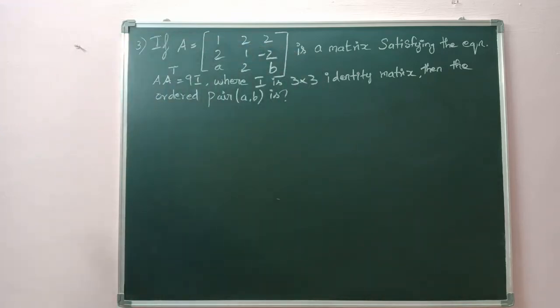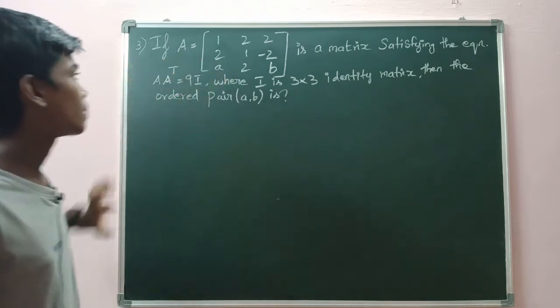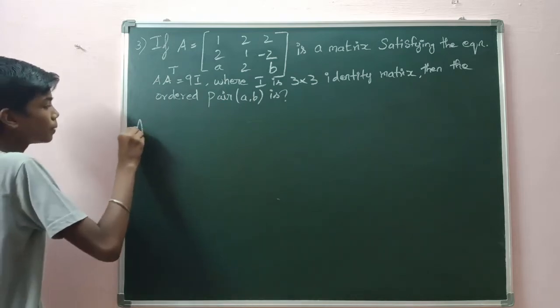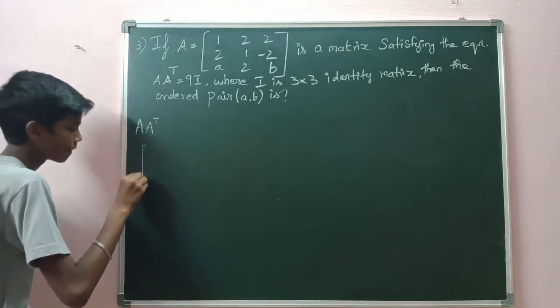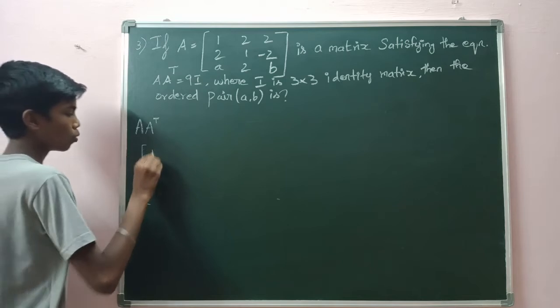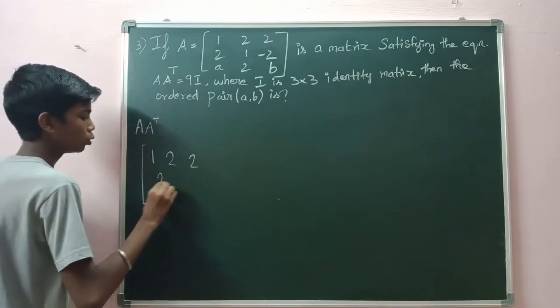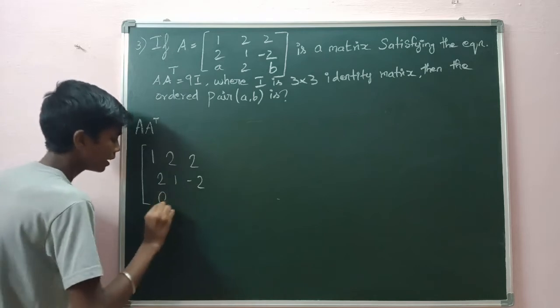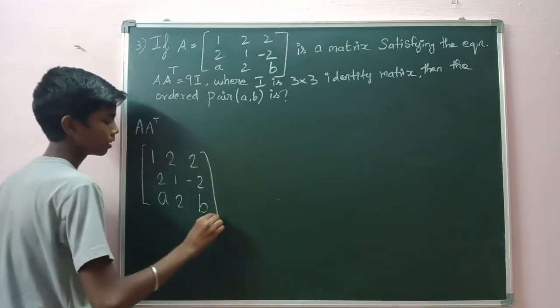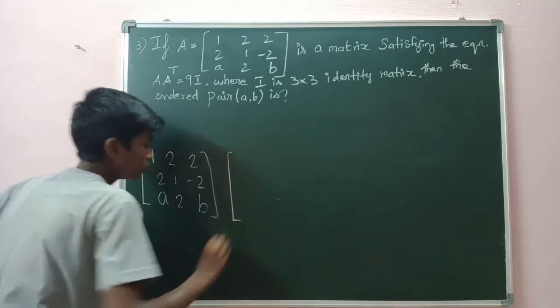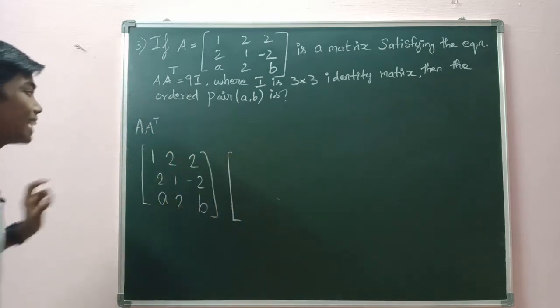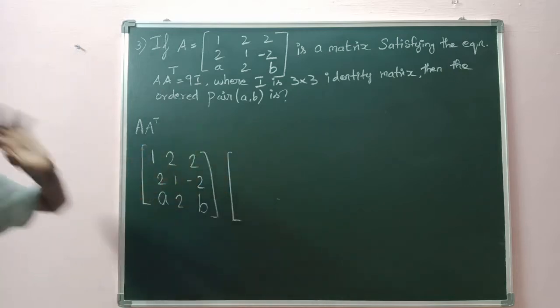So they gave that A into A transpose is 9I. So what is A? This is that matrix. Your A is 1, 2, 2, 2, 1, minus 2, a, 2, b. This is your A. Now, I need to multiply this matrix A with A transpose. So, what is the transpose of this matrix? Transpose of this matrix will be nothing but your rows become columns.